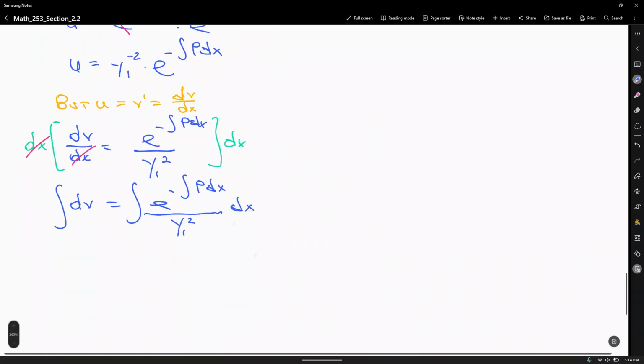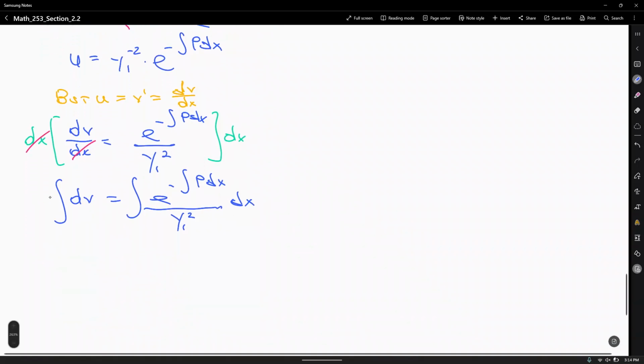Okay, so let's integrate dv. Well, the integral of dv will simply be v. Okay, v equals the integral of e to the negative integral of p dx, everything divided by y sub 1 squared dx. All right, so we have a solution for v, but again, we're not looking for v, we're looking for y sub 2.